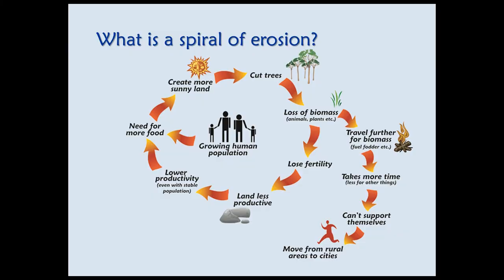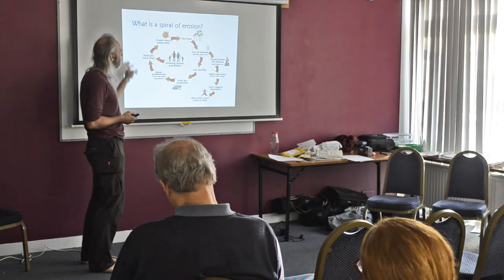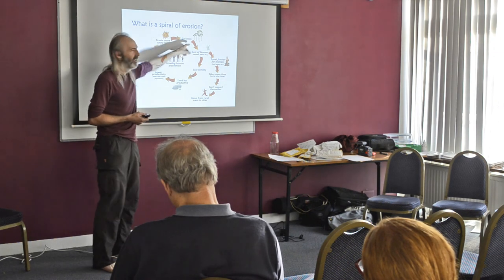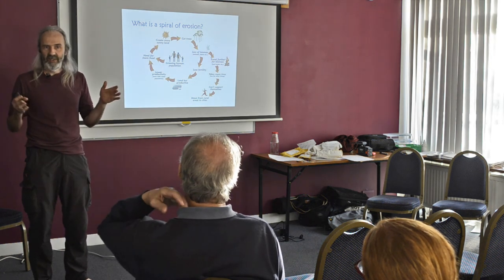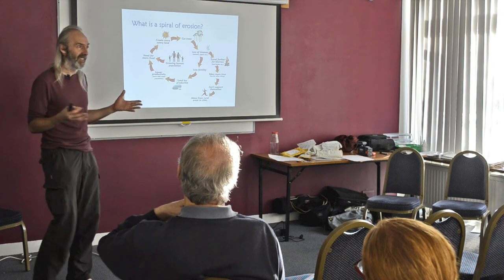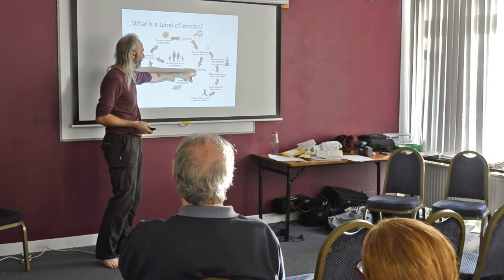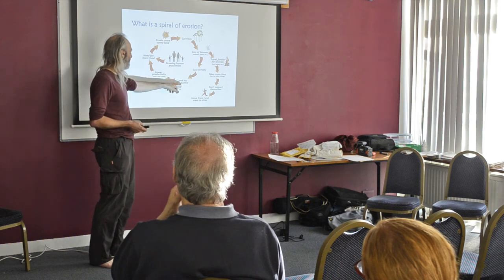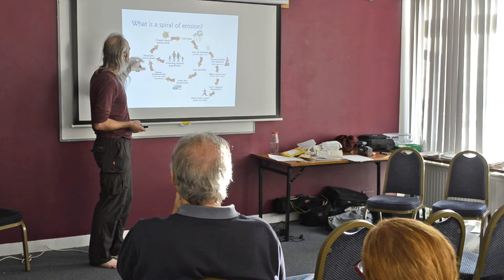So what is the spiral of erosion? Are people familiar with this idea, the spiral of erosion, where each time you go round, things get worse? Yeah. What is this all about? What are these things? If we're cutting trees, what's happening? We're getting less trees, yeah? So stock diminishing. This is to do with flow. And so on and so forth.